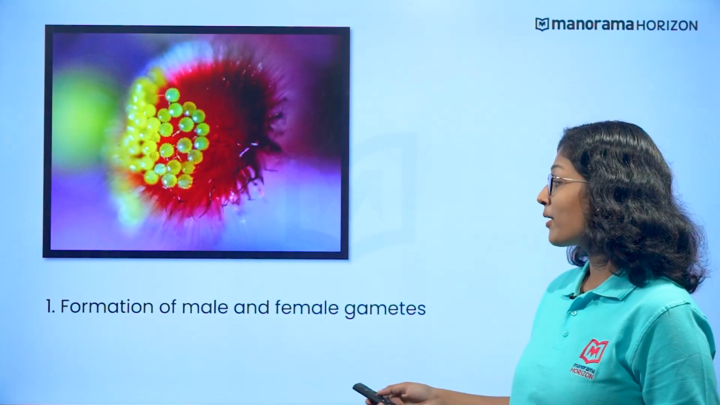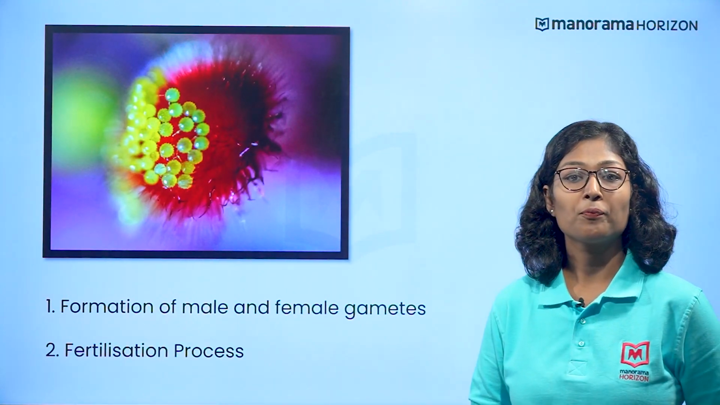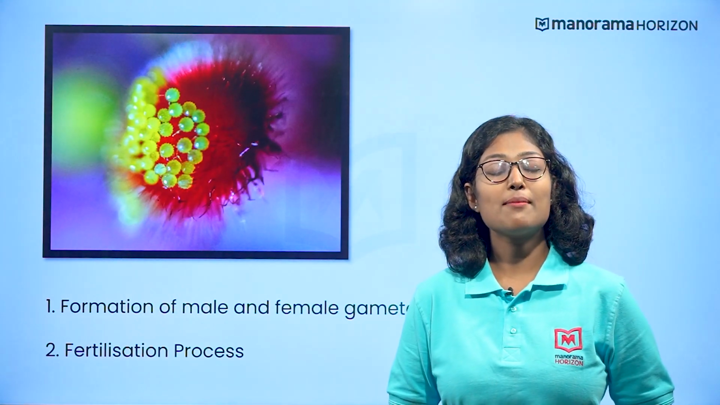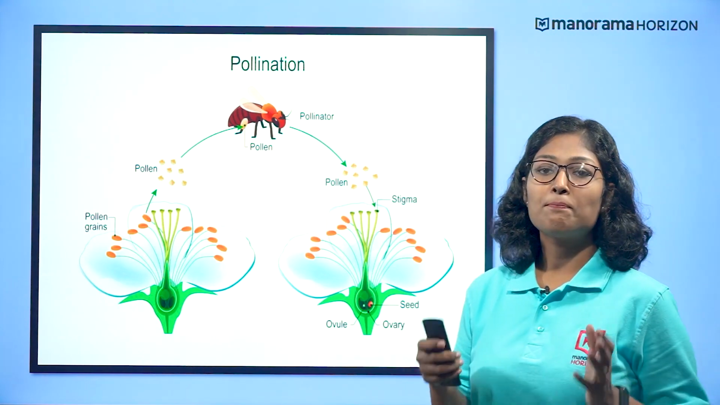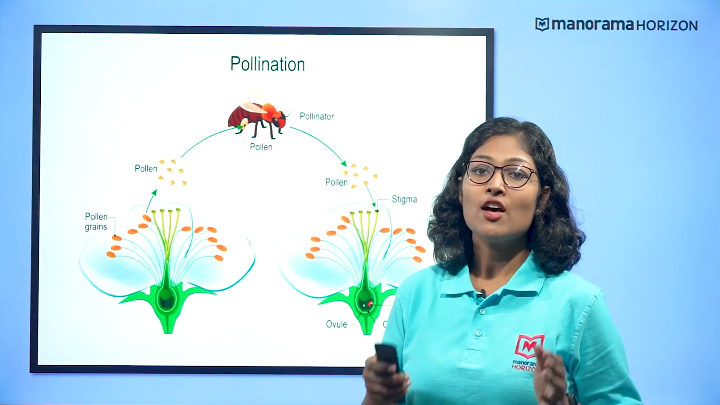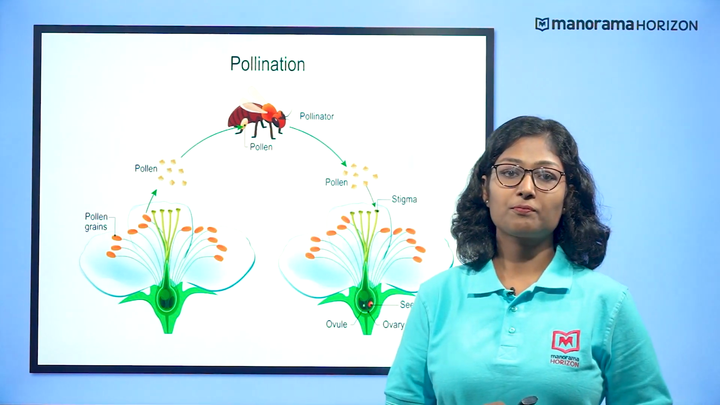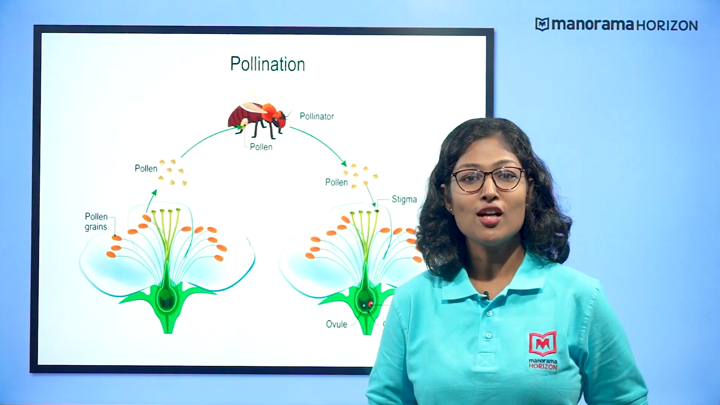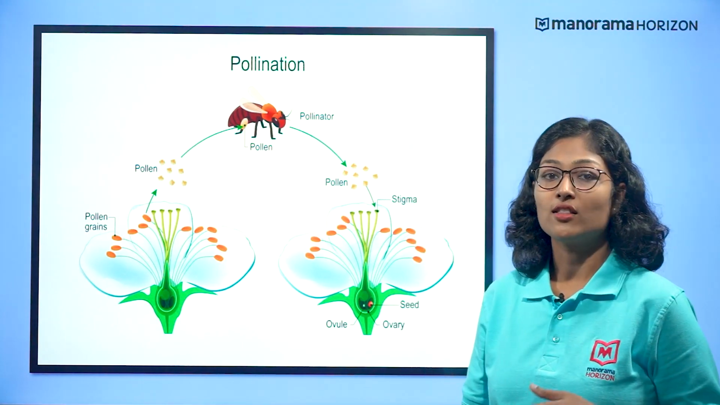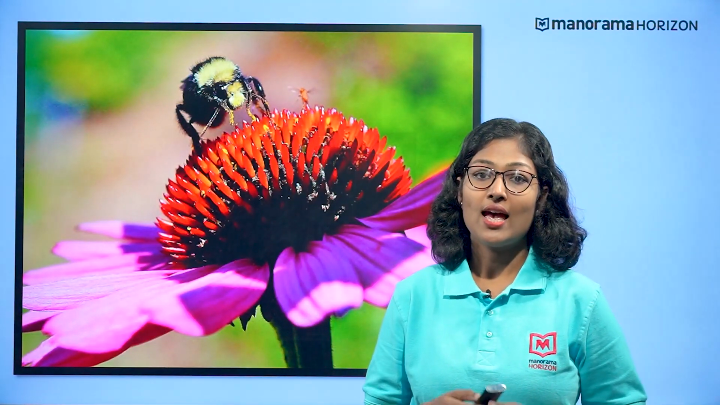These are the formation of male and female gametes and their fusion. The fusion of male and female gametes is called fertilization. In plants, the pollen carries the male gametes from the anther to the stigma of another flower. Can you guess some more ways of pollen transfer? Pollen can be carried by the wind, water, and insects, and it depends on each species.